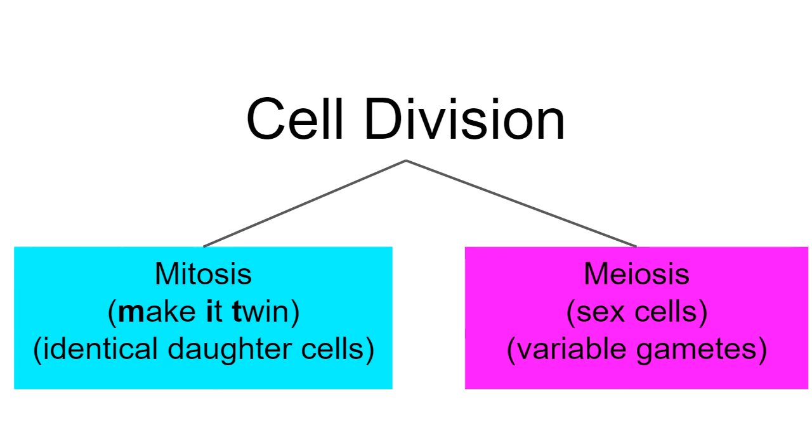Mitosis is all like the MIT. One way to kind of keep these apart is make it twin. MIT, make it twin. So you take one cell and you make identical daughter cells. Meiosis, on the other hand, has a purpose of producing sex cells, which are variable gametes. So the sex cells are not going to be the same, and we'll look at ways in which variety comes about.